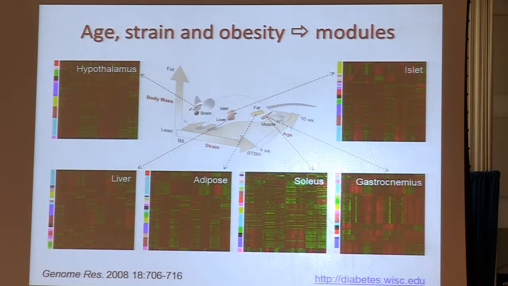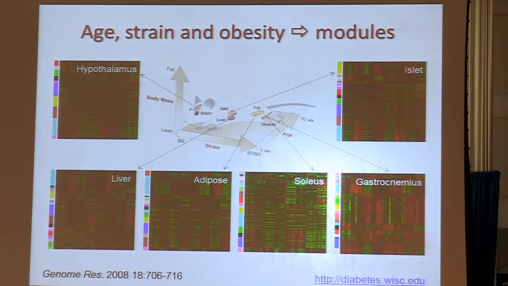Taking a systems approach, we isolated multiple tissues from our mouse: brain, islet, liver, adipose tissue, 2 different muscles, as a function of 3 variables: their obesity, whether they were black 6 or BTBR, so strain, or age. And these were very strong contrast conditions in this study. And I'll mention that this is published several years ago.